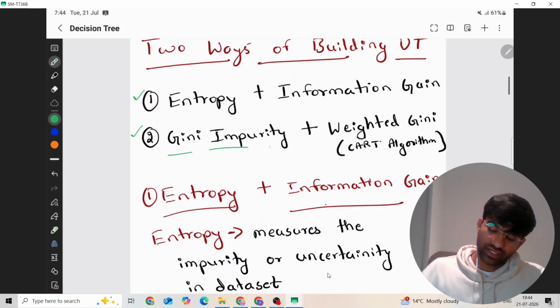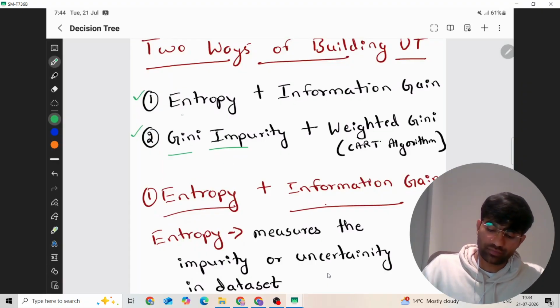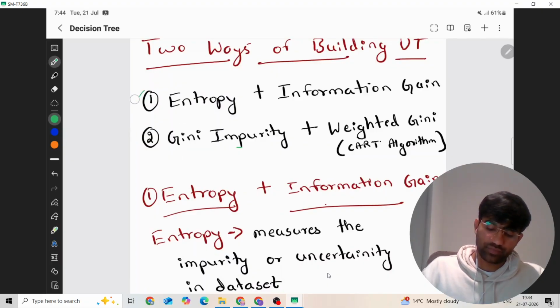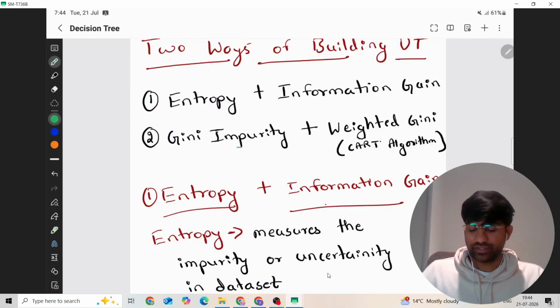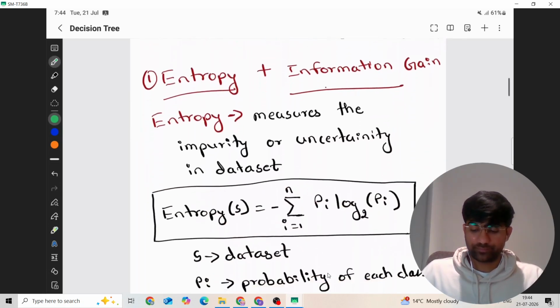The Gini impurity and weighted Gini, this we will learn in scikit-learn. The scikit-learn library uses this method. And the first method, the entropy and information gain, is used by ID3. Okay, we will understand both the entropy and Gini impurity. In this video, I will give you the deep understanding of entropy and information gain only.